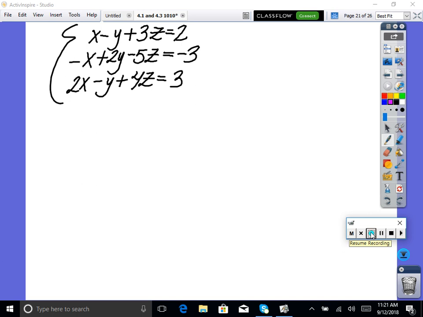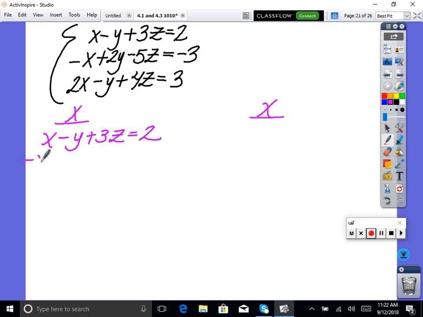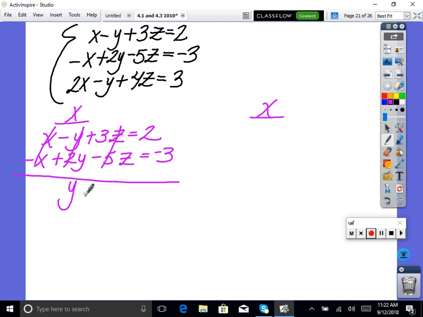Okay guys, I'm telling you right now, we're going to eliminate x. I'm doing it for a reason. Okay, here we go. So eliminate x. So x minus y plus 3z equals 2. Negative x plus 2y minus 5z equals negative 3. And we are going to add straight down, eliminating x. y minus 2z equals negative 1.